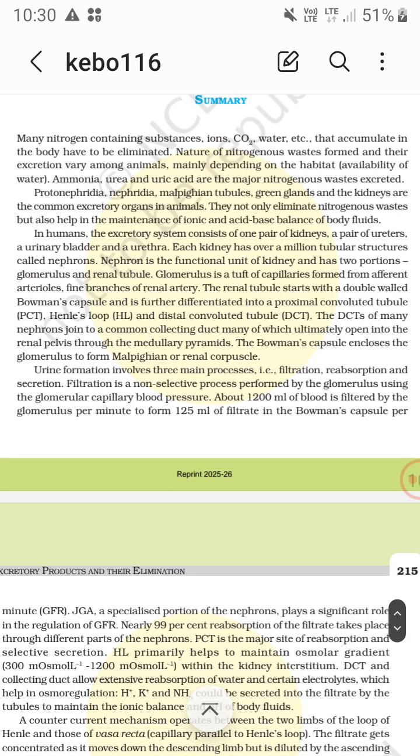Okay, so the renal tubule starts with a double walled Bowman's capsule and is further differentiated into the proximal convoluted tubule, that is PCT, and then the loop of Henle, then the distal convoluted tubule, that is DCT. The DCTs of many nephrons join to a common collecting duct.